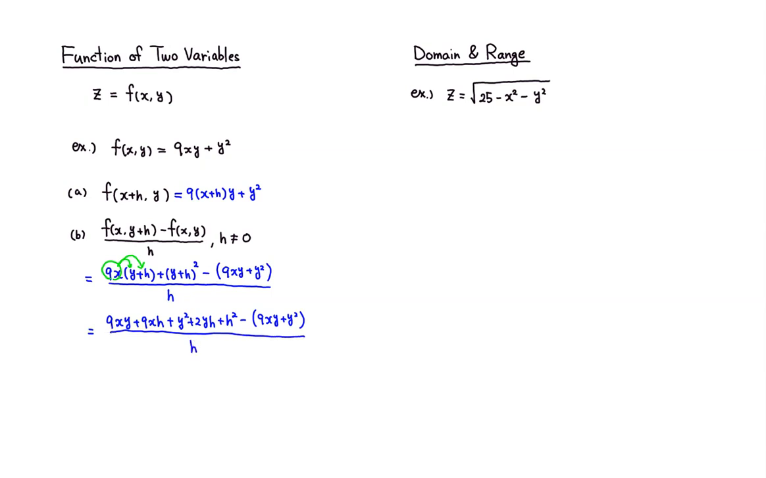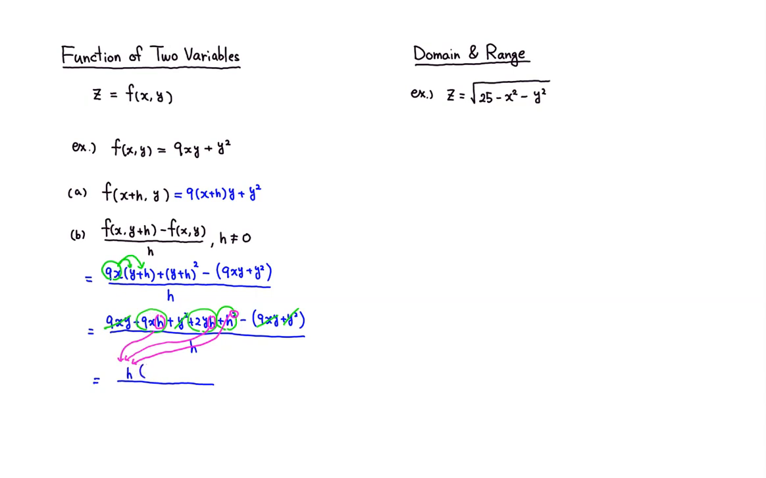Then we can cancel. The 9xy minus 9xy cancel out. The y squared minus y squared cancel out. So here are the leftover terms on top. I'm going to collect all these together, but we notice that all three of them have h in them, so I'm going to pull it out. This one has an h, and this h squared, I'm going to circle the square so that I know there's another h left over. So I put that h here, factored out.